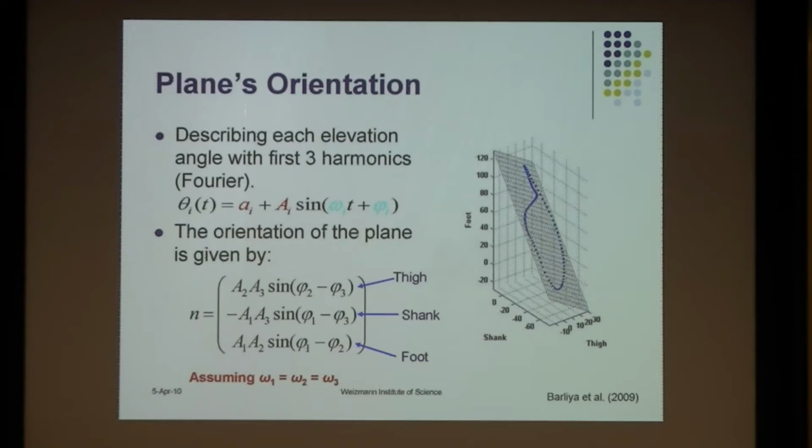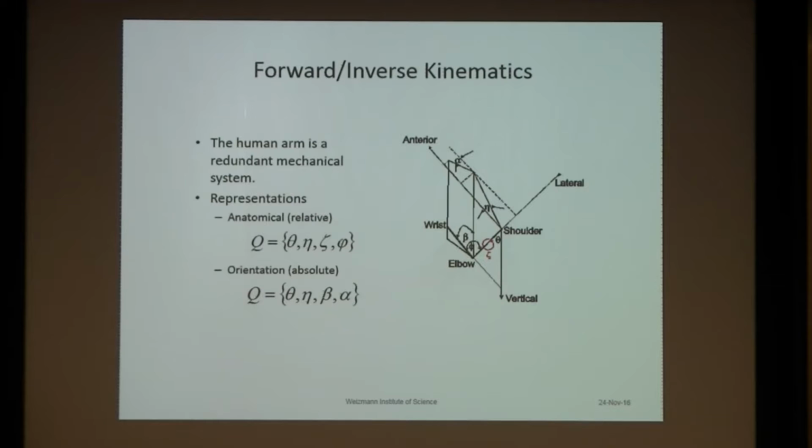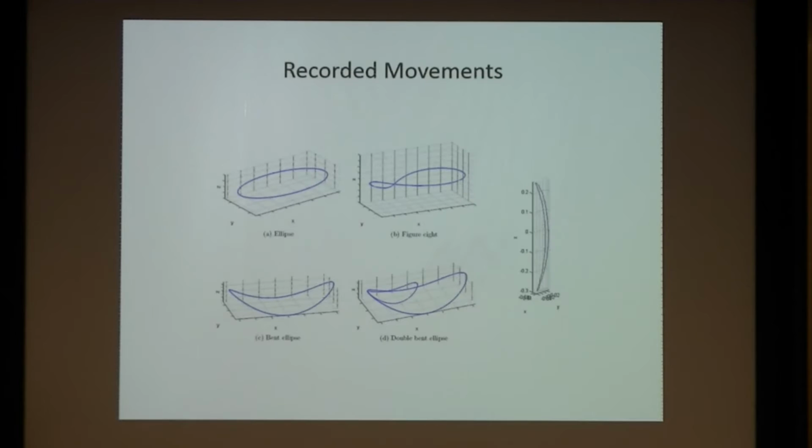Now we wanted to do a similar approach to the human arm. Again, you have a redundancy, and we looked at the 4 degrees of freedom arm, 3 at the shoulder, 1 at the elbow. When people are doing complicated trajectories, again, you can look at them in terms of absolute coordinates with respect to gravity and the azimuth, or you can look at the anatomical coordinates. And we have people tracing this complicated shape.